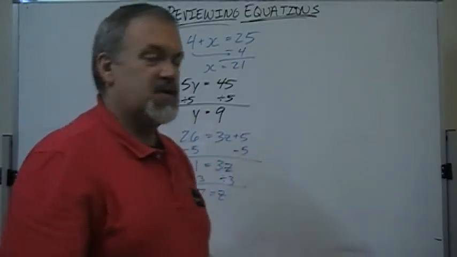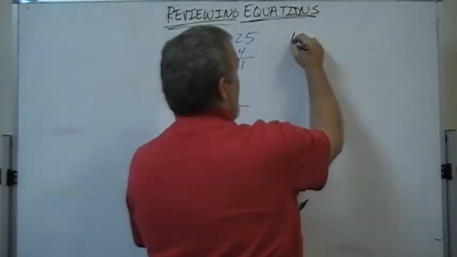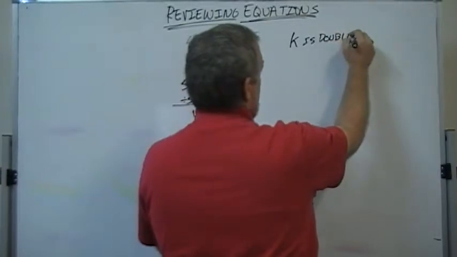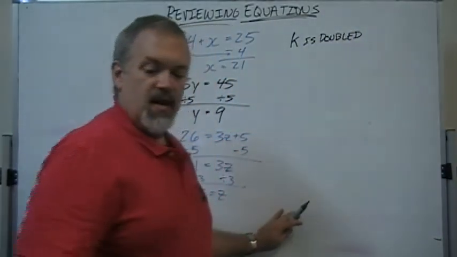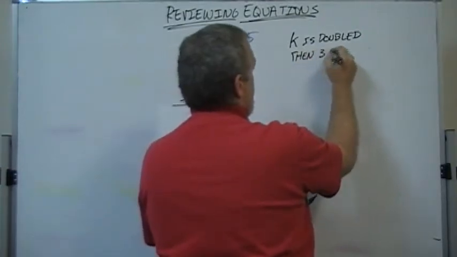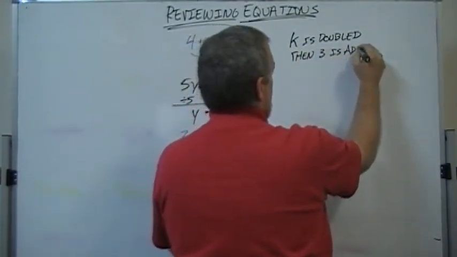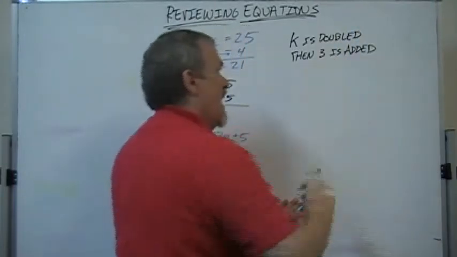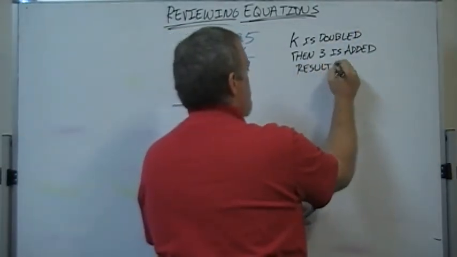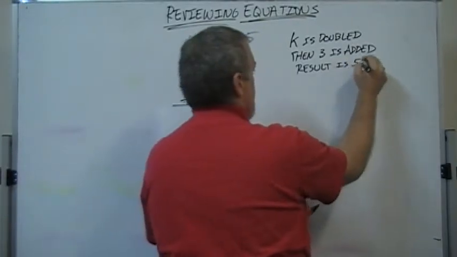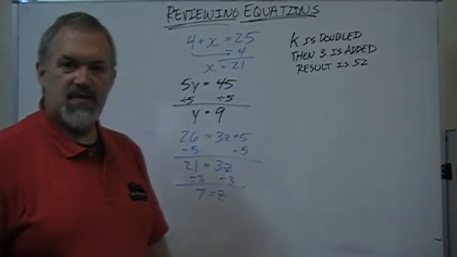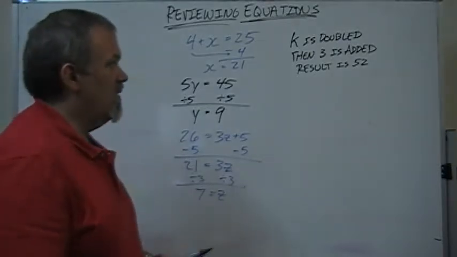Let's say, for sake of discussion, that we had this. We said k is doubled, and then 3 is added, and the result is 52. K is doubled, then 3 is added, and the result is 52. Okay, what would we do?